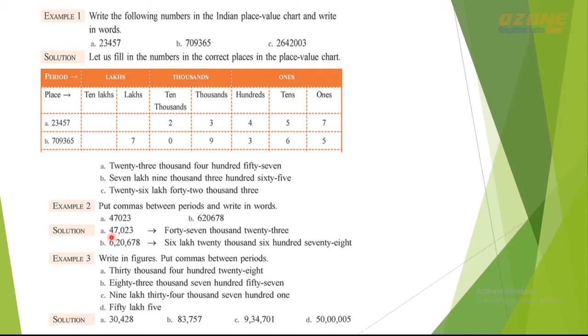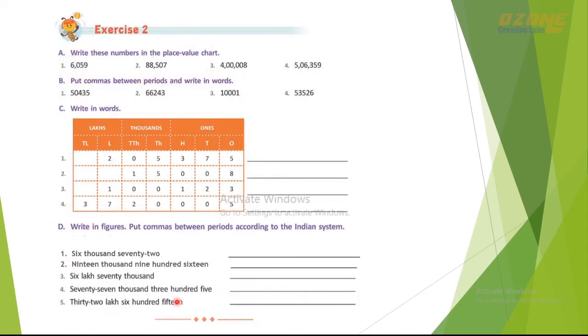Write in figures. Some numbers are given, we need to write in figures. That is also what we have already said. Same pattern we are following even if the digits increase. And we will go through exercise 2. Write these numbers in the place value chart. So draw the place value chart, write the numbers from the end. A single chart can be drawn for all the 4 questions.